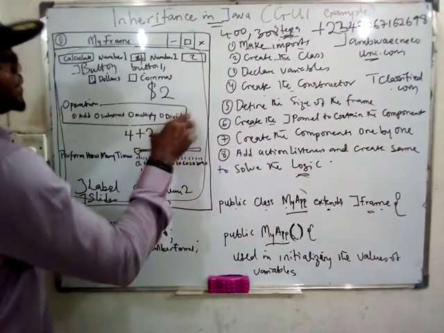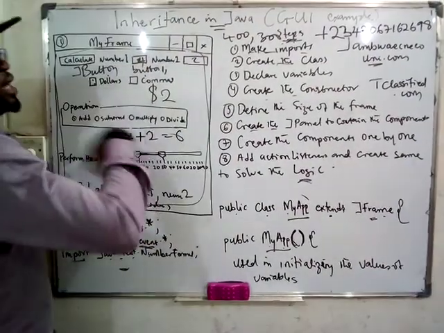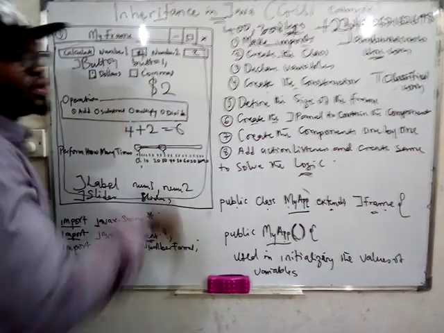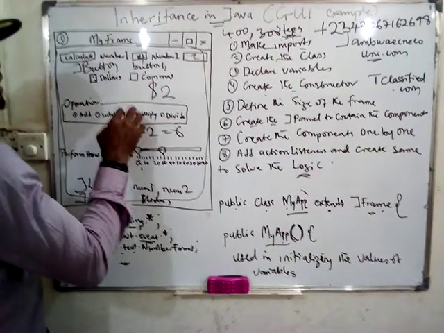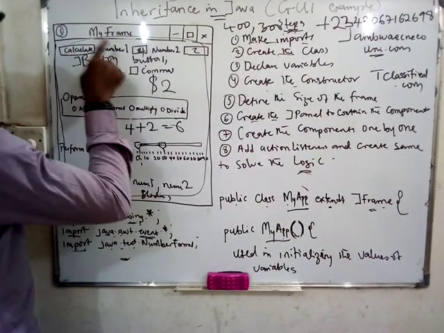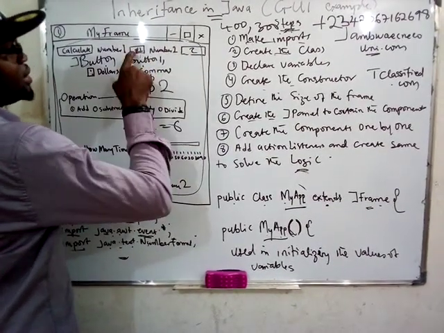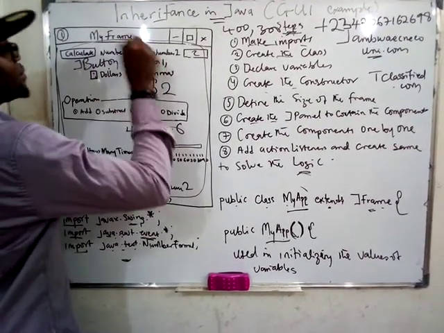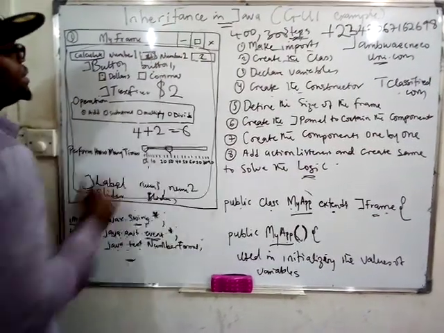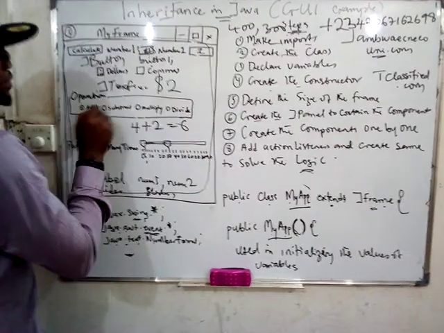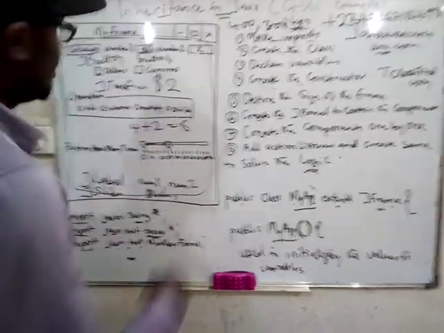So this JFrame is using a feature of Java known as inheritance, and this is a GUI, graphical user interface. And I told us in the previous class that a graphical user interface has things like JButton. This Calculate is a JButton, JLabel like number 1 and number 2, JTextField, this and this, JCheckBox, JRadioButtons, JSlider. So those are the components of this GUI.